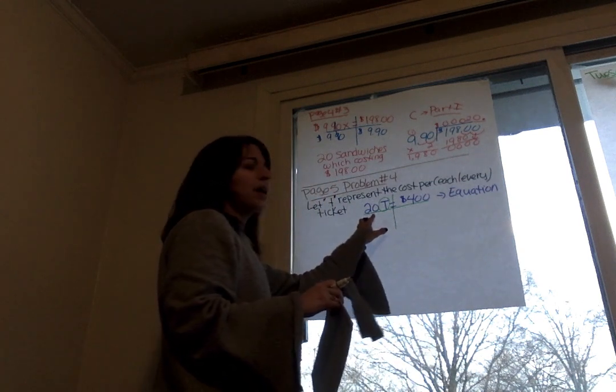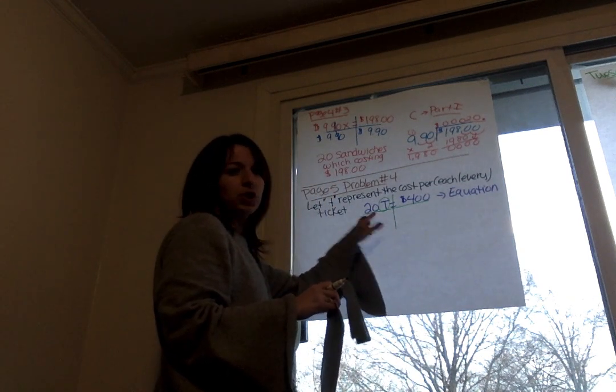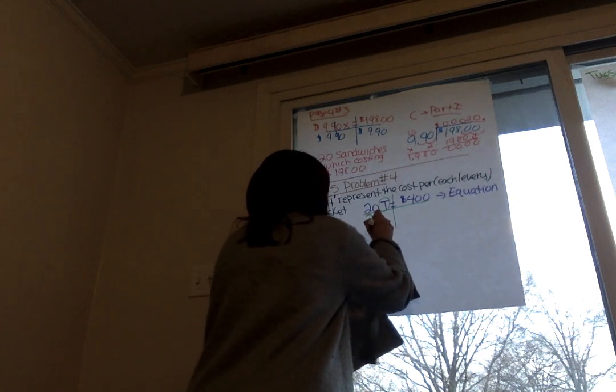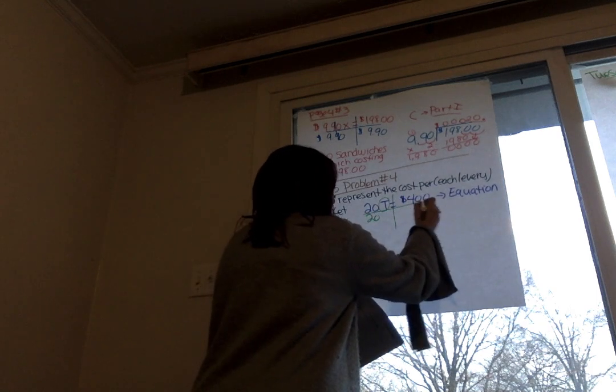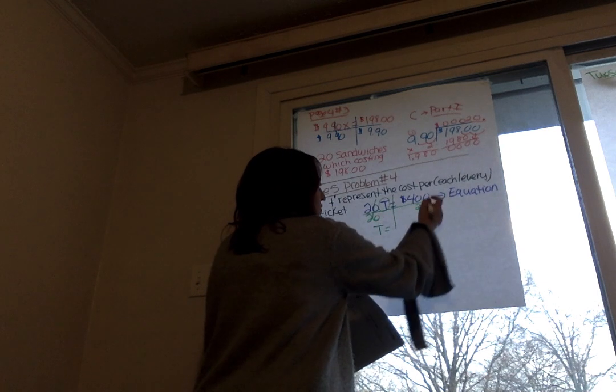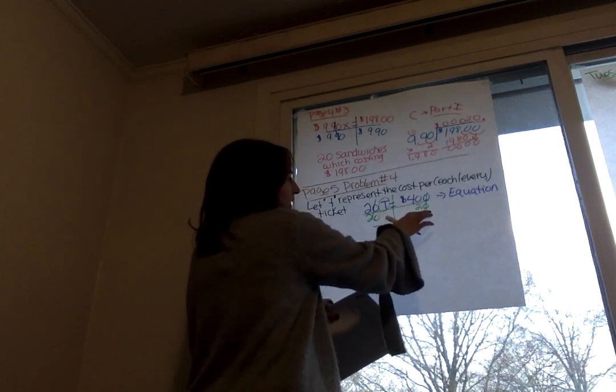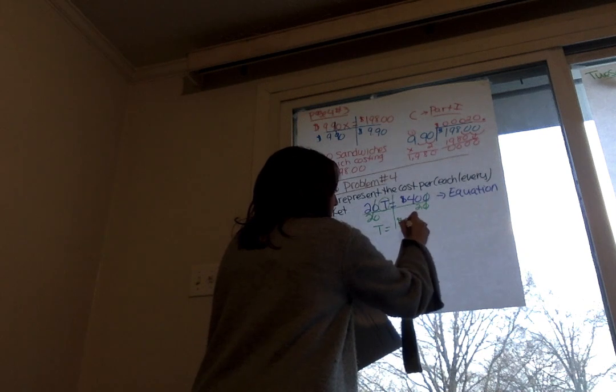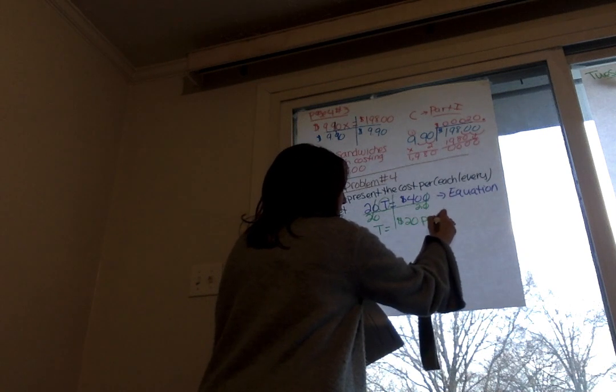So I'm going to divide by 20 because the inverse of multiplication is division. I'm going to divide 20 on both sides. 20 divided by 20 is 1, or just T is equal to, cross off a 0. I got 40 divided by 2. I now get $20 per ticket.